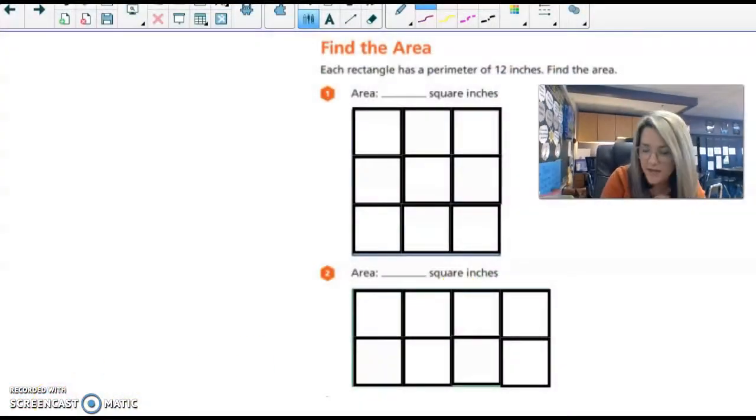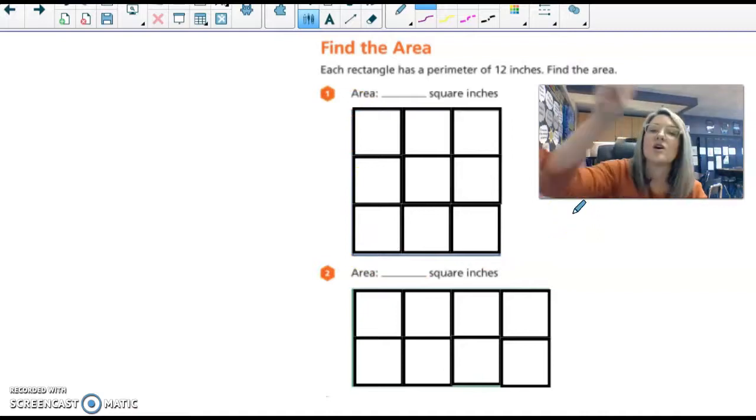So let's take a look at, this is actually on page 245, and it's 1 and 2. Okay. So let's first start with finding the perimeter, and then we'll check with our area. I know the purpose of the work was finding the area, but for our discussion, let's find the perimeter for both of these rectangles.